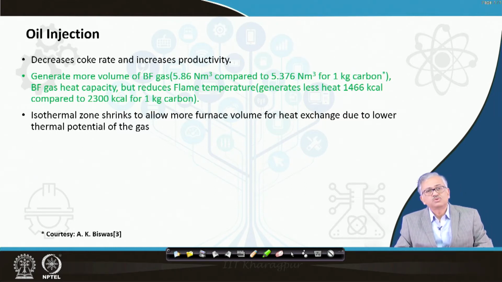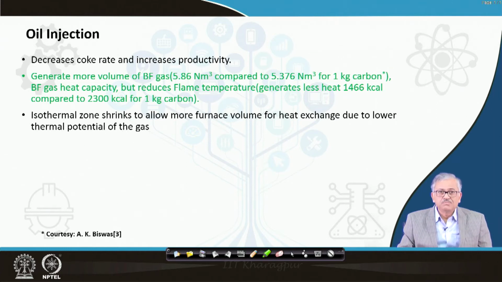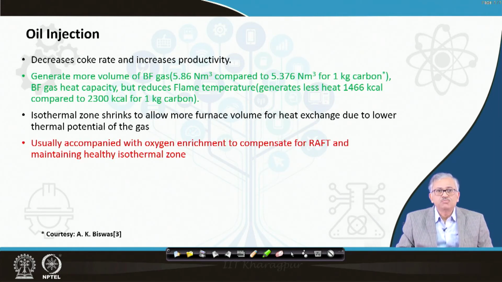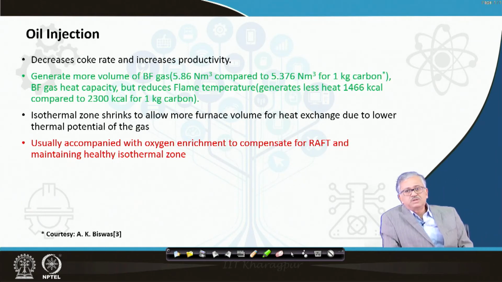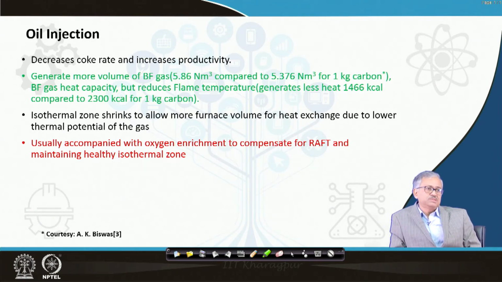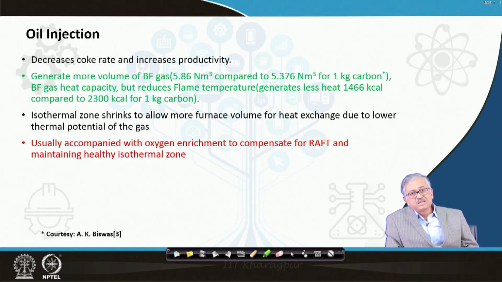That is why, if you do too much oil injection, then you have to supplement it with oxygen enrichment; it is usually accompanied with oxygen enrichment. Why oxygen enrichment? What you are doing basically is replacing some amount of nitrogen by oxygen. So, air blast volume decreases. With the less air volume you can generate the same amount of heat, burning the same amount of carbon, because the oxygen is more in the air blast. As a result, the raceway adiabatic flame temperature increases, but its heat capacity decreases.